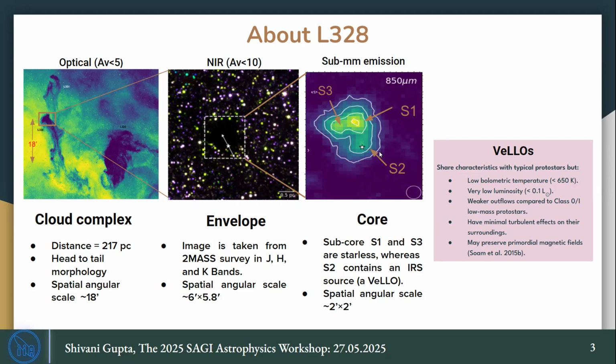But there is something special about the S2 subcore. S2 contains a very low luminosity object. It basically shares the same characteristics as typical protostars, but it has a low bolometric temperature, very low luminosity, and weaker outflows compared to class 0 and class 1 low mass stars. Because of all these 3 properties, it will have minimum turbulence effect on the surroundings, and because of this, it may preserve the primordial magnetic field in this region.